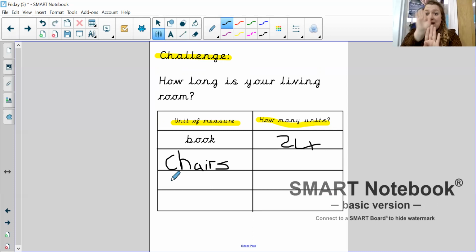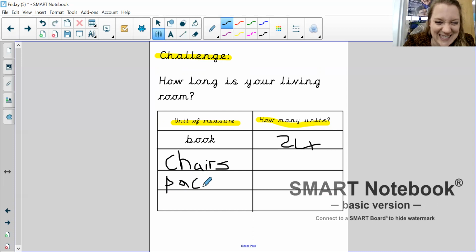You could use your feet. You could measure how many of your feet it takes to get from one end of the room to the other. We call those paces. So you could do paces as long as you're not leaving gaps. It's not easy to write on the computer.